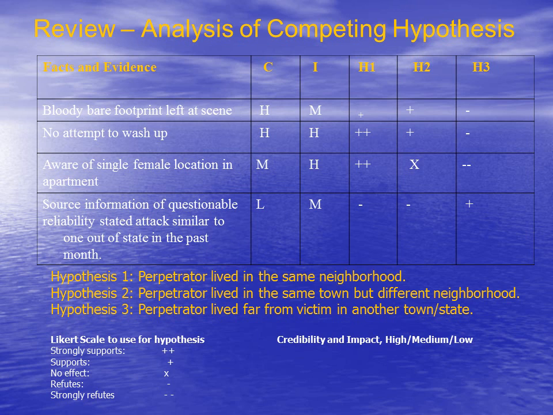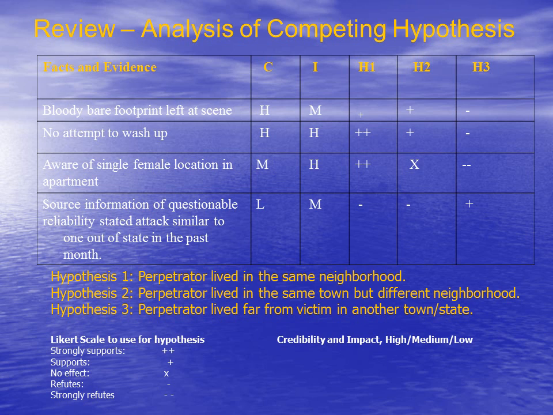Impact, bloody barefoot print was evaluated as being medium impact to support the hypothesis. No attempt to wash up, high, aware of single female. You can read these charts pretty easy. Let's go to hypothesis 2, which is perpetrator lived in the same town but different neighborhood. If we look at that, you'll have a bloody barefoot, again, plus supports it. Hypothesis, no attempt to wash up. That's support. They give it a single support, not a highly support. Aware of single female location, no effect. And then source information of questionable reliability strongly refutes.